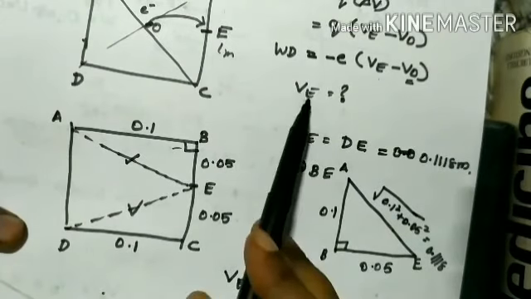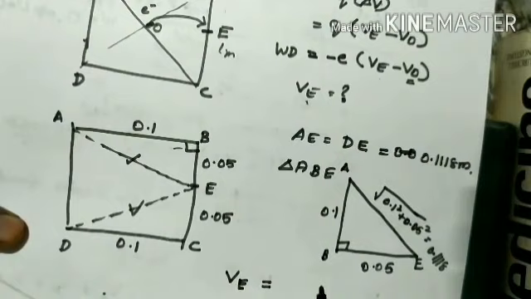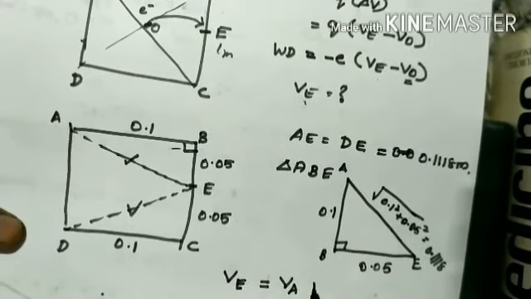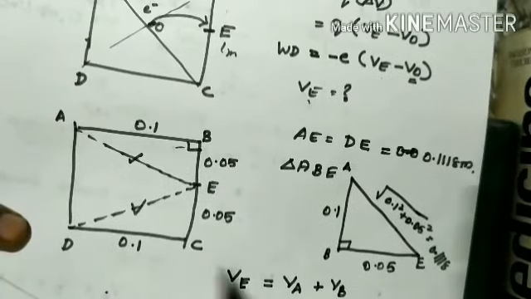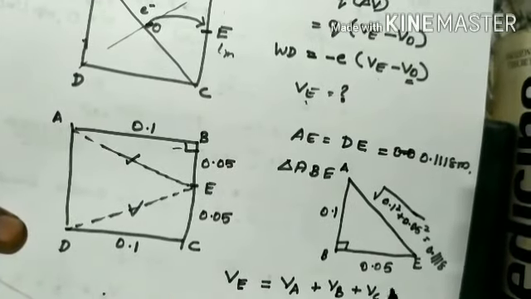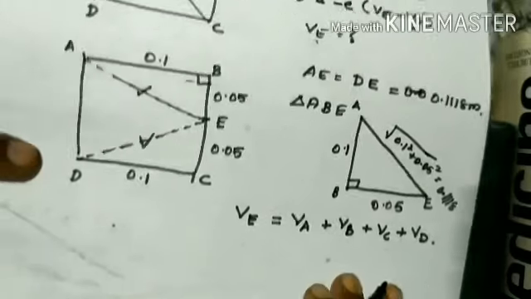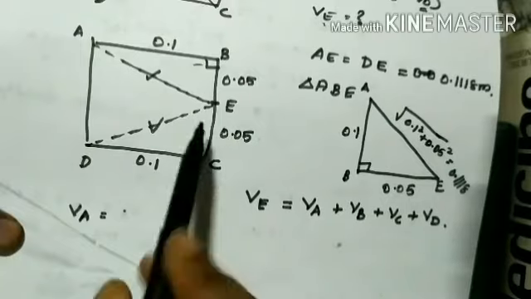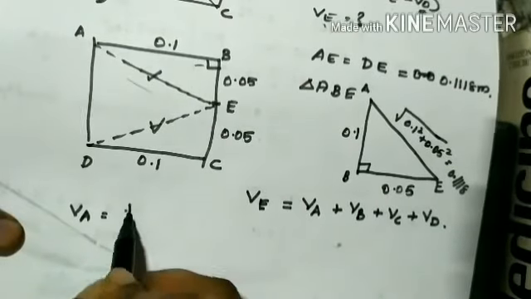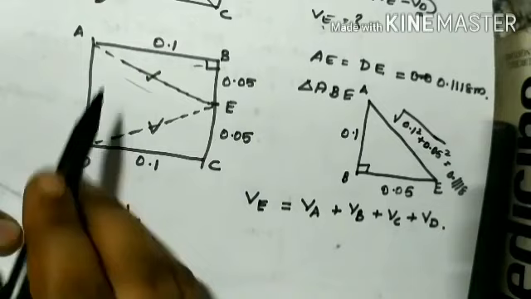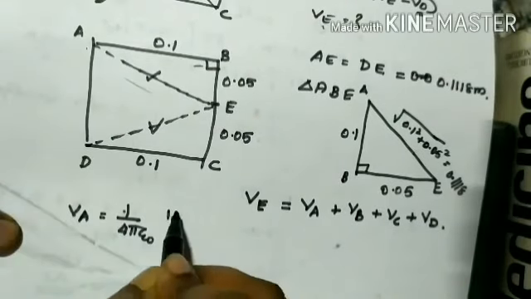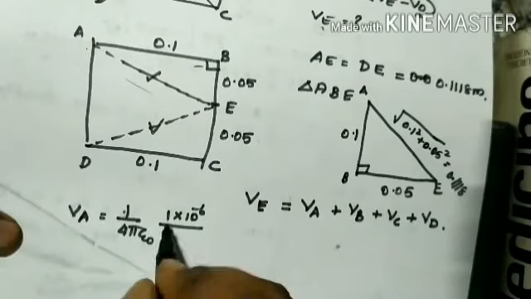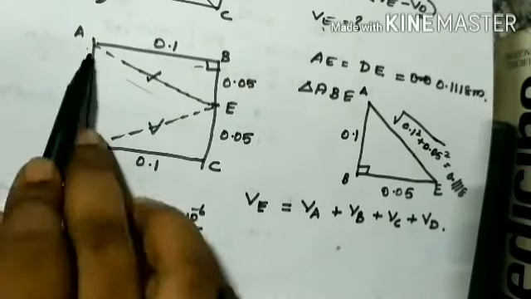Now we are going to find the potential at E. There is a question: what is the potential at E? The potential at E is due to what charges? Potential from A, potential from B, potential due to C, and potential due to D. So what is the potential due to A? 1 by 4 pi epsilon naught, Q, the charge at A, is 1 into 10 to the power minus 6, 1 microcoulomb, divided by R, the distance AE.